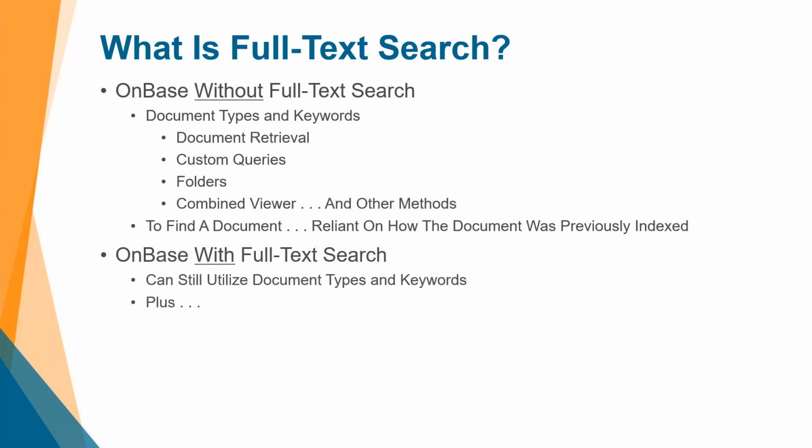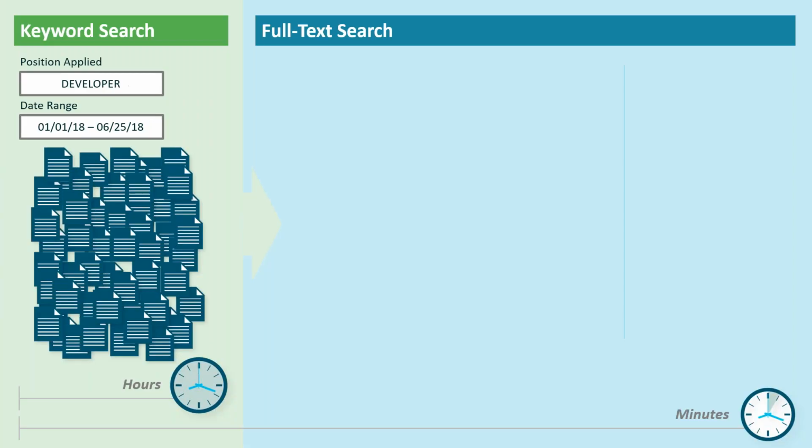So with full text search, you can still utilize your document types and your keywords to limit your search. You don't have to search across everything in your OnBase system. Plus, you have the capability of now searching based upon every single word that appears inside of that document. Hence, full text search. Full text inside the document, you're searching across all of that to very quickly find your documents. I like to use this next graphic just to kind of paint a point here of why you might want to do this.